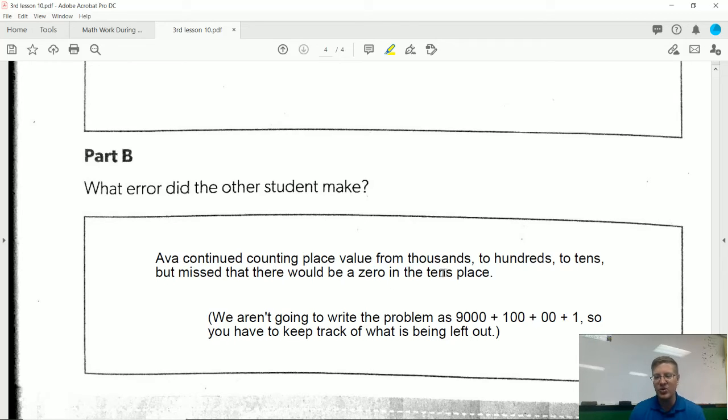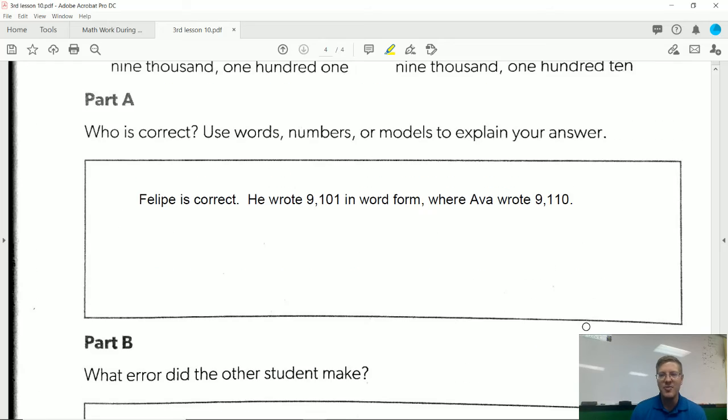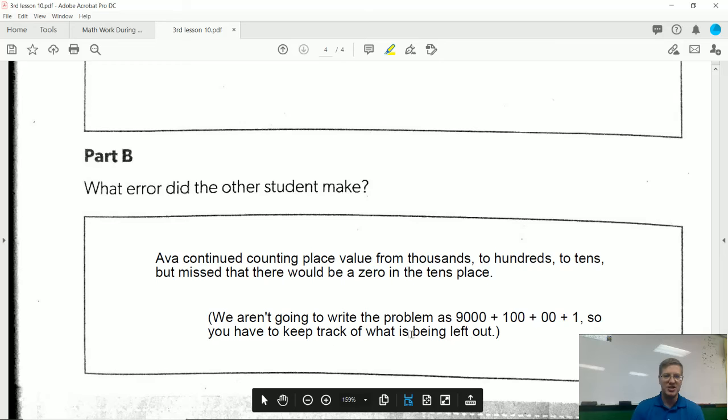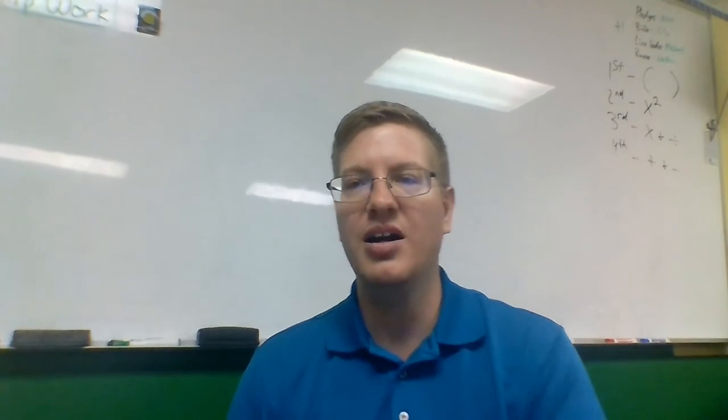So when we're writing one of these problems in expanded form, we are not traditionally going to write the zeros to represent the place value of the digit 0. So if I go back up here, I'm not going to write 9,000 plus 100 plus 00 for the tens place plus 1. Which is what I tried to show down here. So it's on us to be able to make sure that we are paying close attention and that we are able to understand that that particular value is not going to show up. So those are the problems for today.